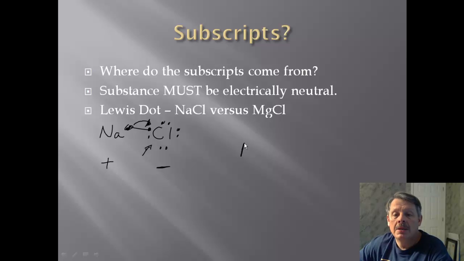But what about magnesium? Magnesium has 2 electrons. Let's say 1 there and 1 there. And chlorine again has 7. So I'll just draw that quickly.